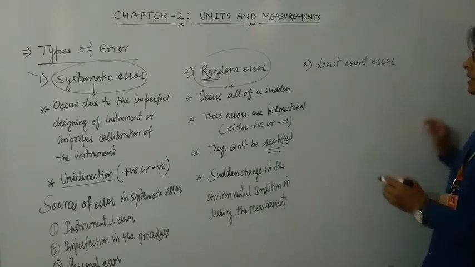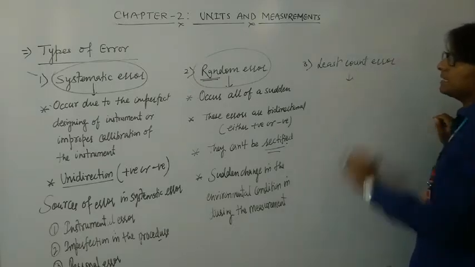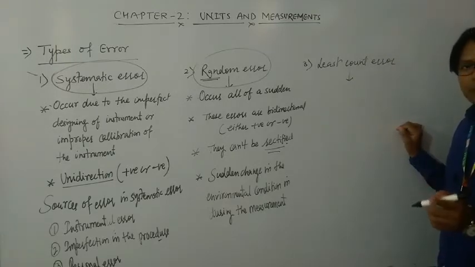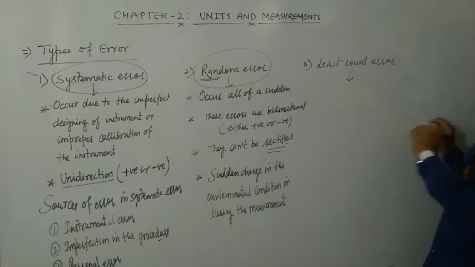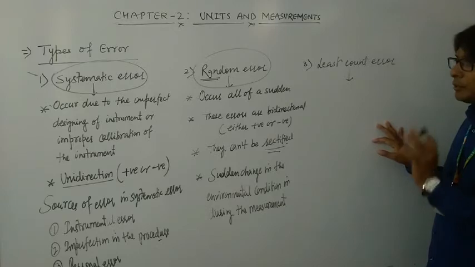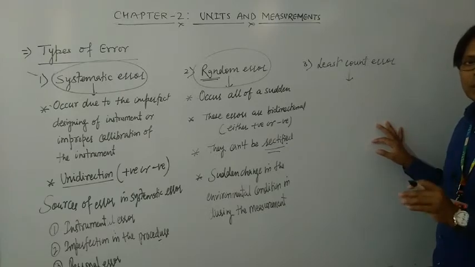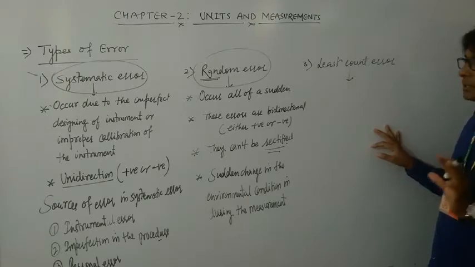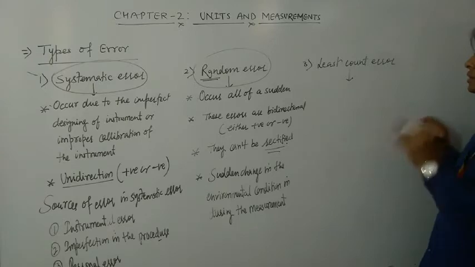Okay, now we are coming on to the last type of these errors, and this is least count error. So first we will define what is least count. We use least count frequently in laboratories while doing experiments with a screw gauge, vernier caliper, or any other instrument. First we will find the least count of the instrument. Every instrument has its least count. So what is least count?